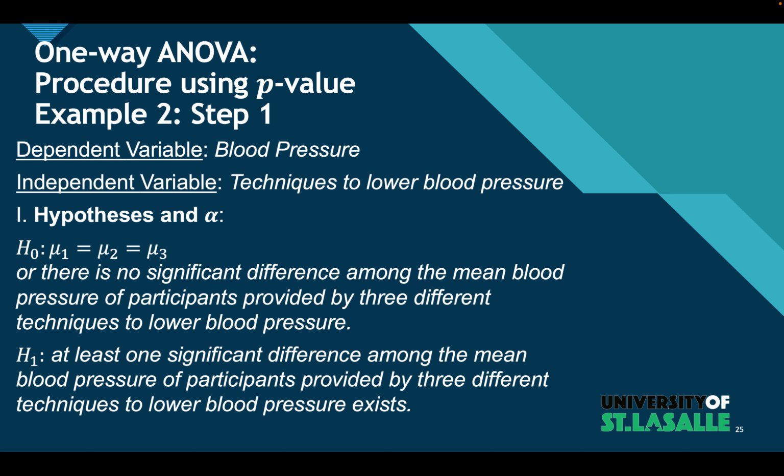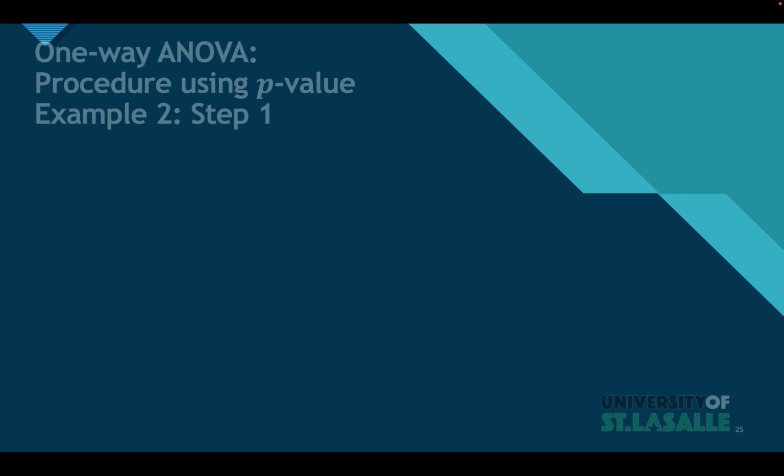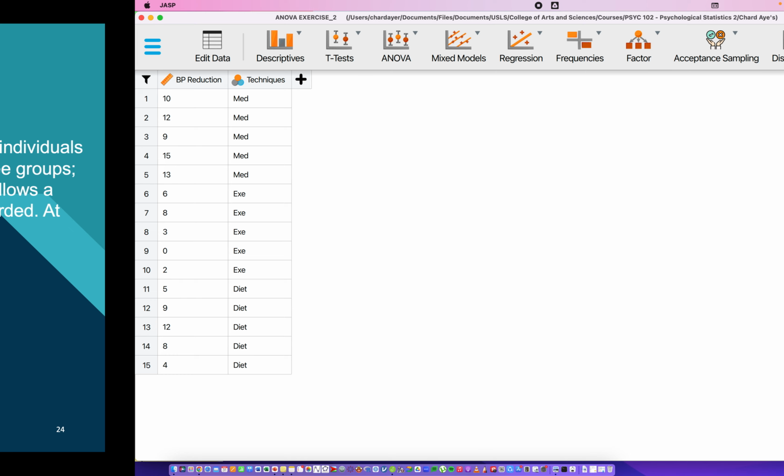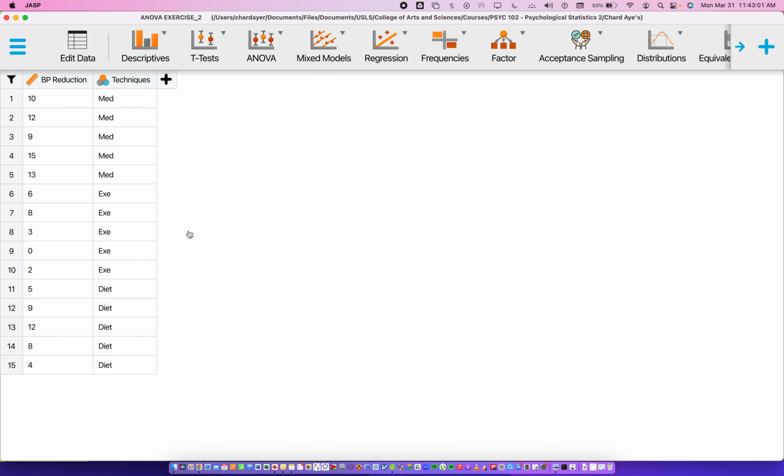So in order for us to set this up, we're not gonna write this in JASP the way this is written here. Instead, we're gonna make sure that the dependent variable is found in one column and the independent variable should be found in one column. So after a bit of data cleaning, we will end up with this kind of setup. Notice that the BP reduction are all in one column and the techniques are also in one column. If you want, you can copy this setup in JASP.